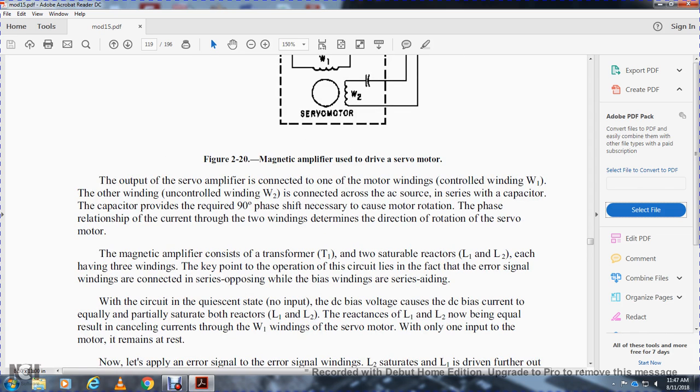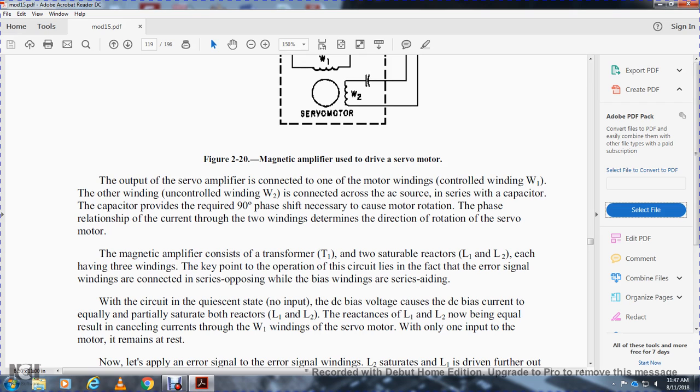The output of the servo amplifier is connected to the motor. Winding 1 is the controlled winding, and the other is the uncontrolled winding 2, connected to the AC source with the capacitor provided for the required 90 degree phase shift necessary to cause motor rotation. The phase relation of the current through the two windings determines the direction of rotation of the servo motor.